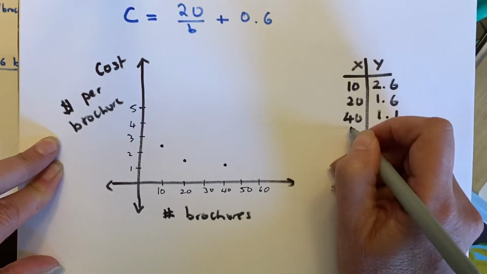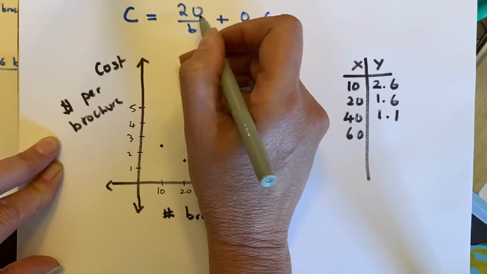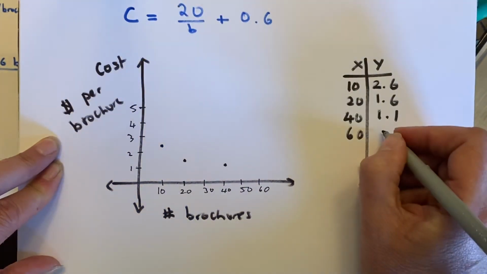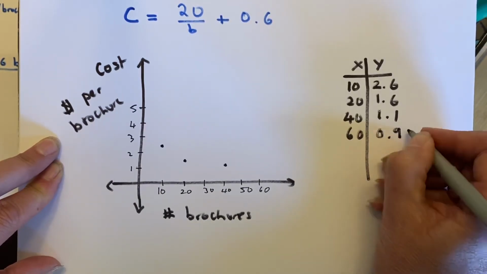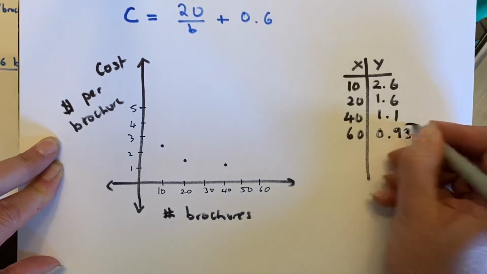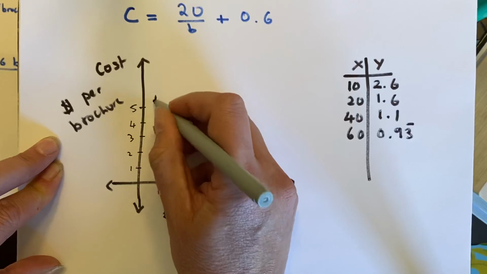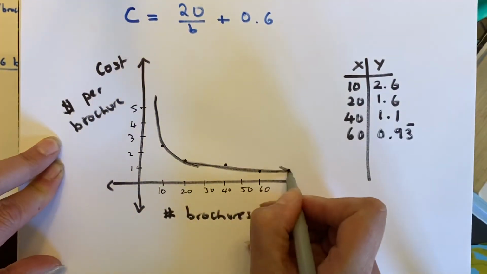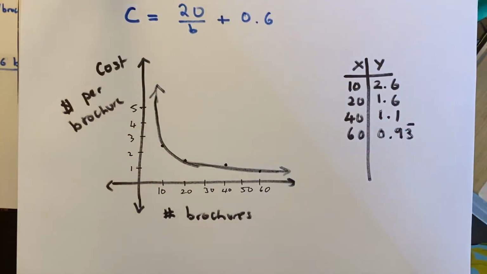And then we'll just do 60. 20 divided by 60, I get 1/3, which is 0.3333. 1/3 plus 0.6, I'm going to get roughly 0.93. And so it looks like this is roughly what my curve is going to look like for my cost per brochure based on the number of brochures printed.